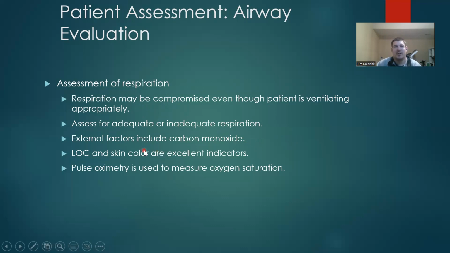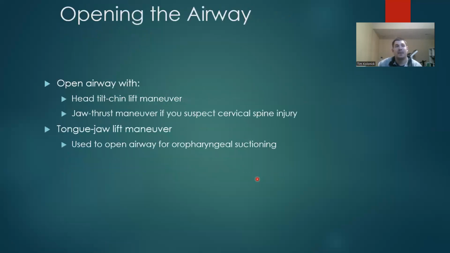Skin colors are good indicators. Pulse ox, usually pretty good. Capnography, a really good indicator, when you're looking at the breathing. So once you've determined, hey, this is abnormal breathing, we need to open that airway. Okay. Many different ways to do it.